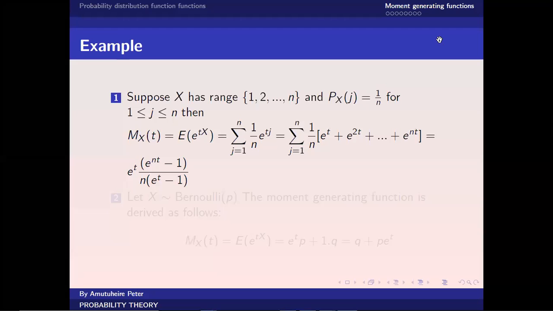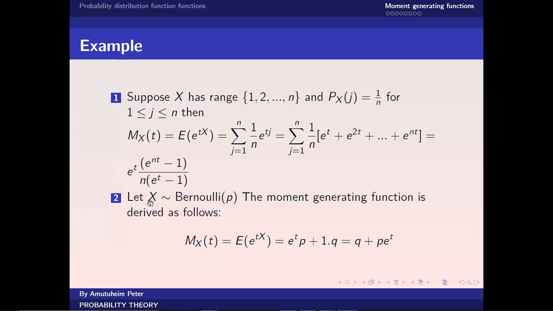We have to use that formula for the geometric progression. So this one here gives us the moment generating function. Okay, the next example is the Bernoulli distribution. The other time, again, we defined this Bernoulli distribution. We said it is a special case of the binomial distribution, which takes only two outcomes, 0 and 1.